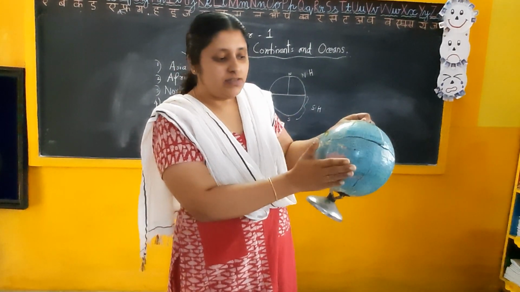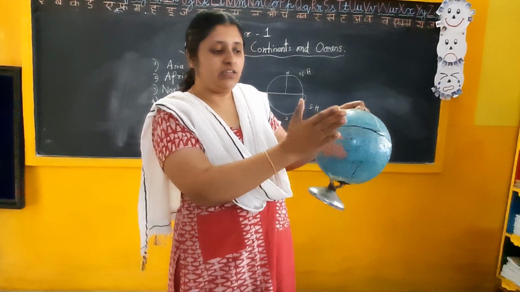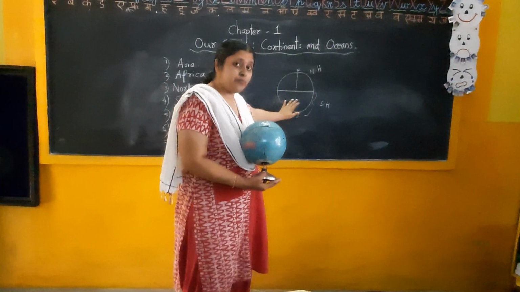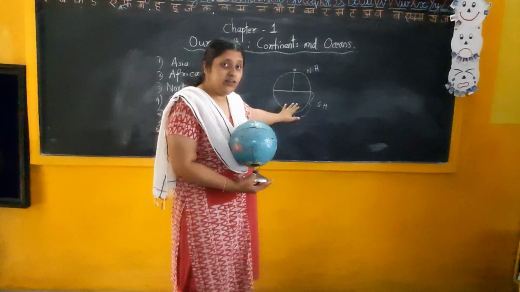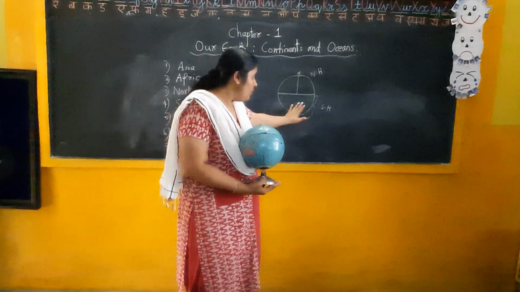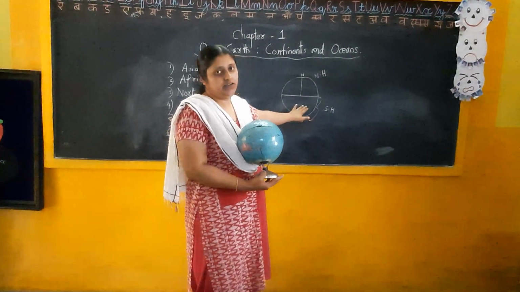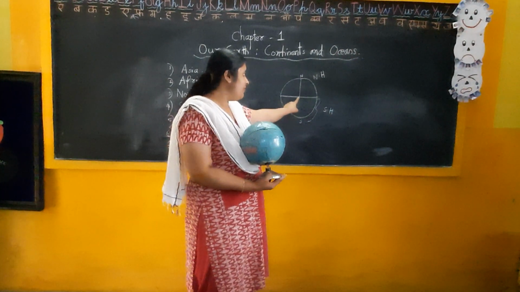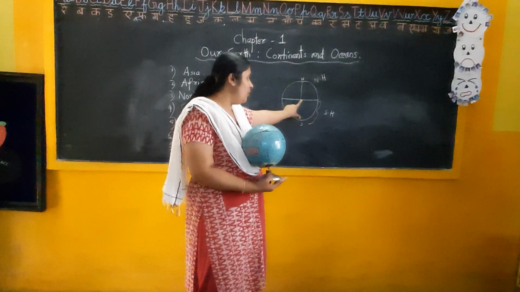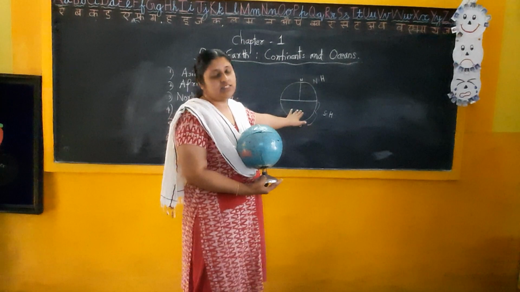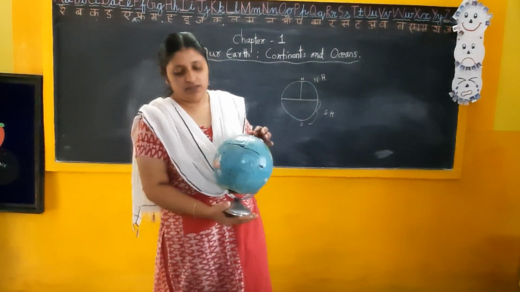This Australia is situated in the southern hemisphere of our Earth. Here I have explained what the northern hemisphere and southern hemisphere are. Our Australia is situated entirely in the southern hemisphere. That means this part, from the equator to the south pole, is known as the southern hemisphere. So Australia is fully situated in the southern hemisphere.